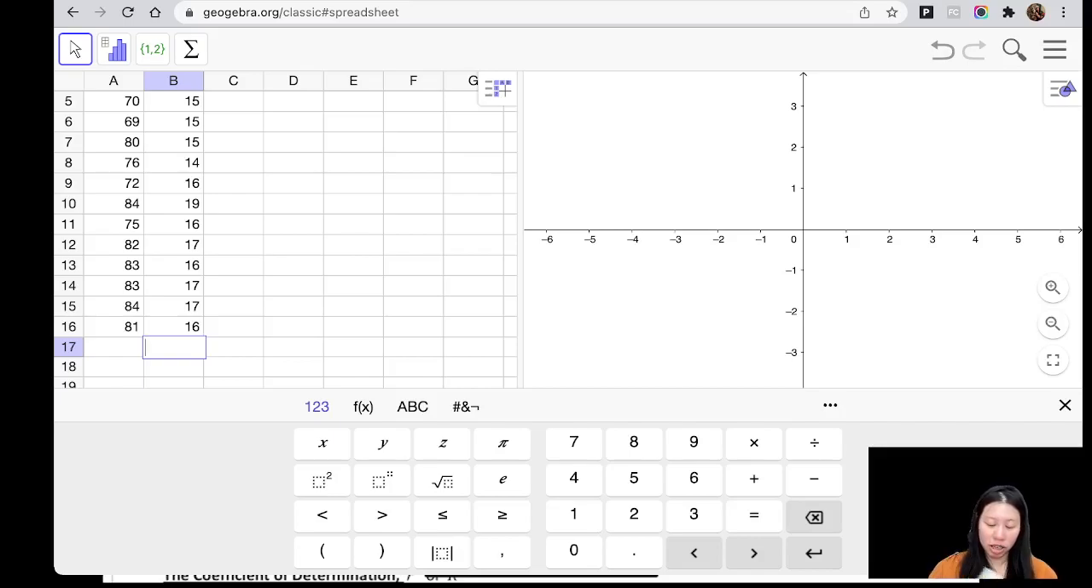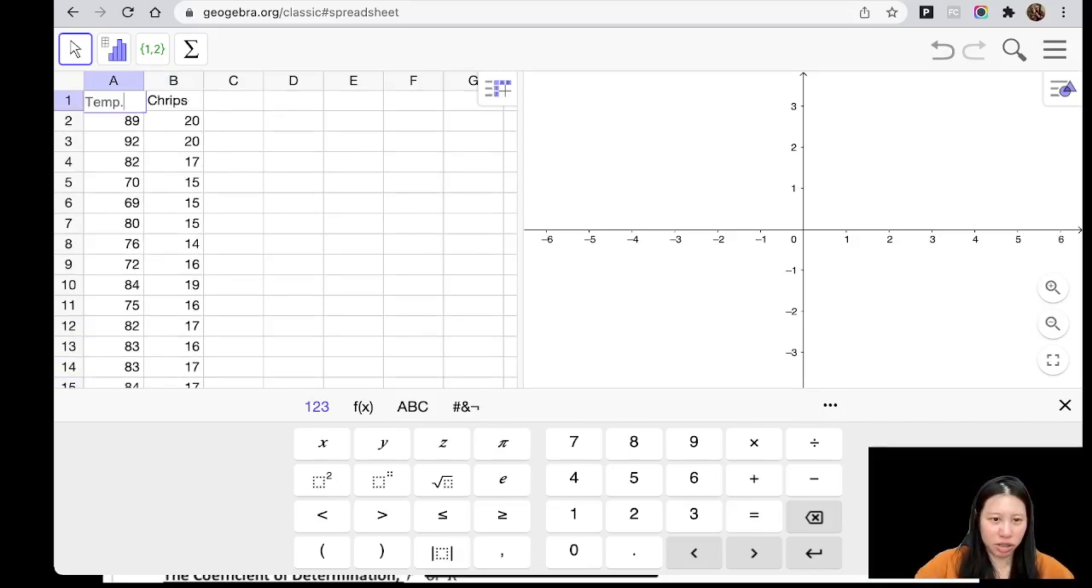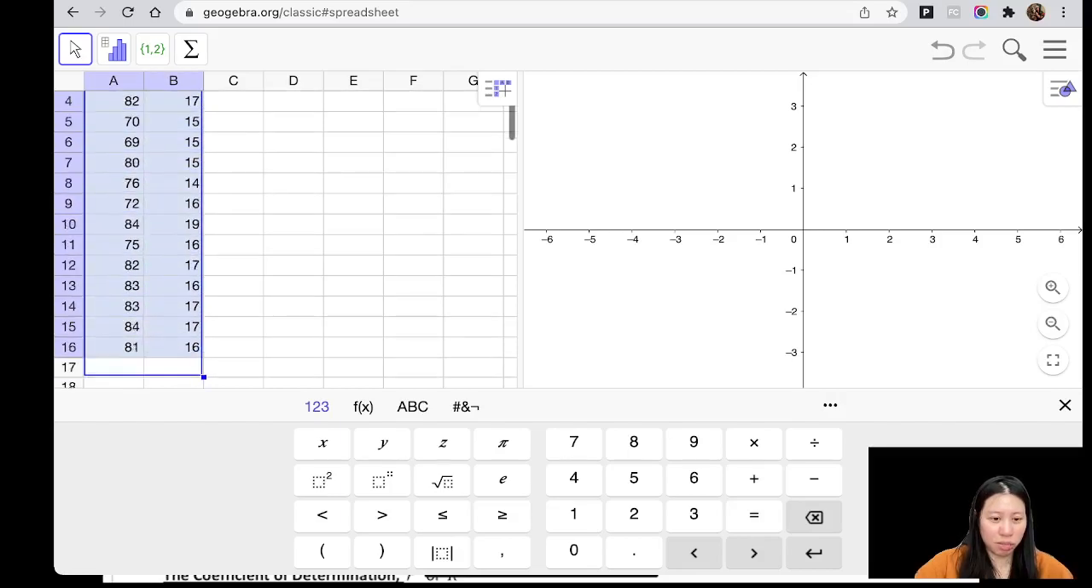Okay, we're done. So after you input all of the data, remember the first column has to be the X value. The second column will be our Y value. And then we highlight our data. This is our X, and the chirps is going to be our Y. We highlight the data, not including the title. We just highlight the data from the second row to the bottom.